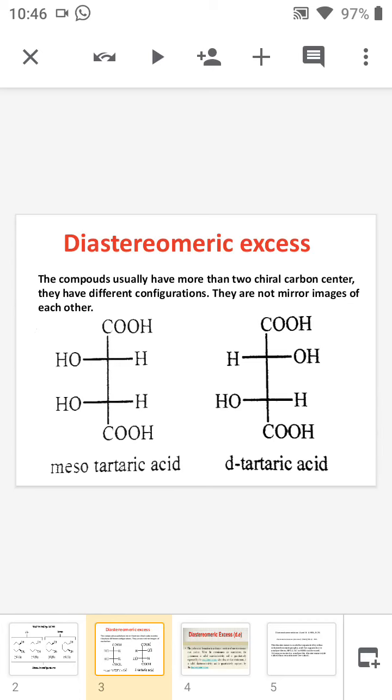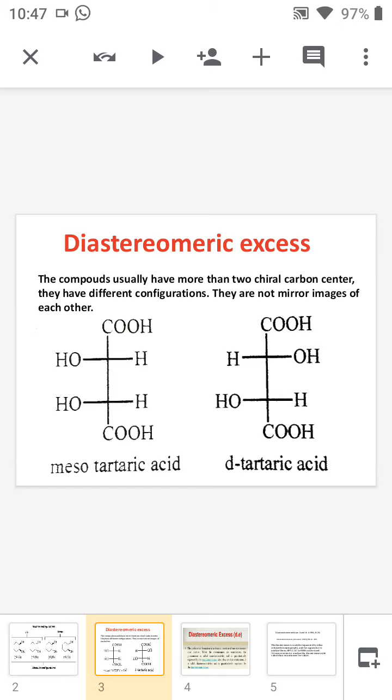So, what do you mean by a diastereomer? Diastereomer means it is a stereoisomer which are not related as an object and its mirror image. So usually the compound has more than two chiral carbon atoms which have different configurations and which are not related as mirror images of each other. So we call it a diastereomer, and this is a simple example for the diastereomer isomer.